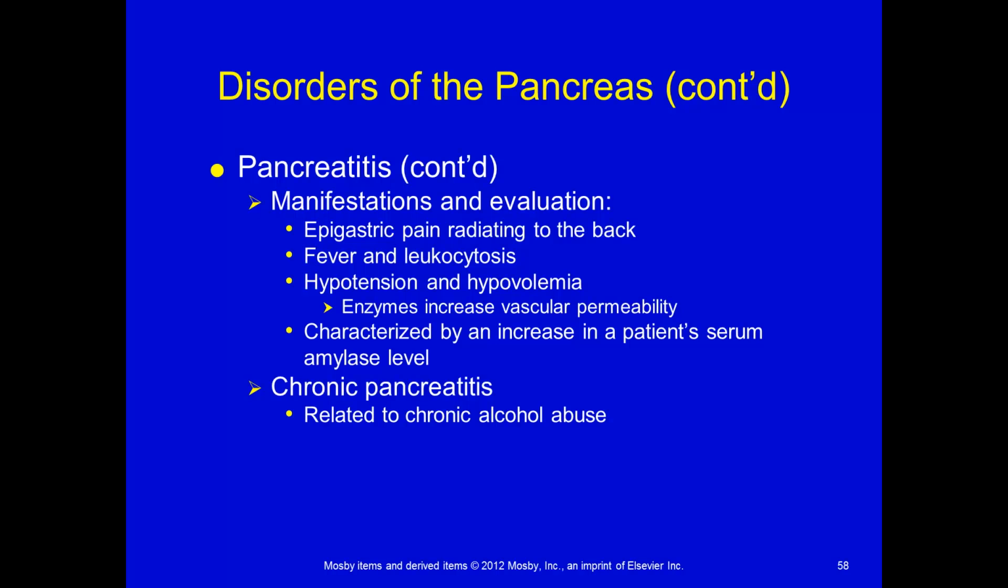And when there's inflammation in the pancreas, there's an increased amount of amylase that's dumped into the patient's bloodstream. So an increase in either one of those, the amylase or the lipase, would certainly be an indication of pancreatitis. And there really isn't necessarily one particular reason why pancreatitis occurs. You can see chronic pancreatitis related to chronic alcohol abuse. So it's quite common to see alcoholic cirrhosis and chronic pancreatitis go hand in hand.